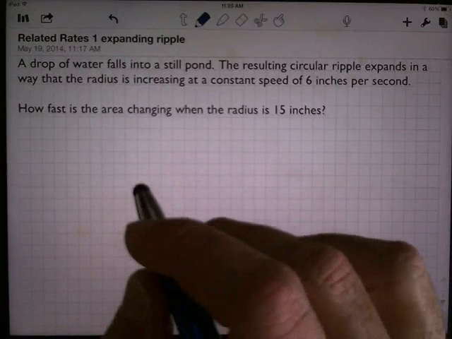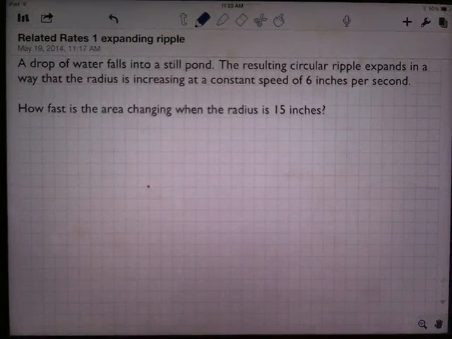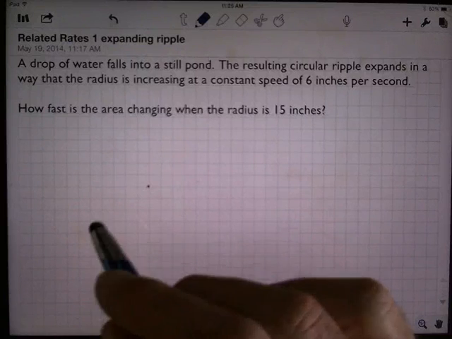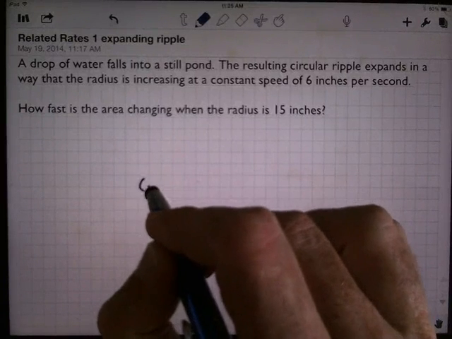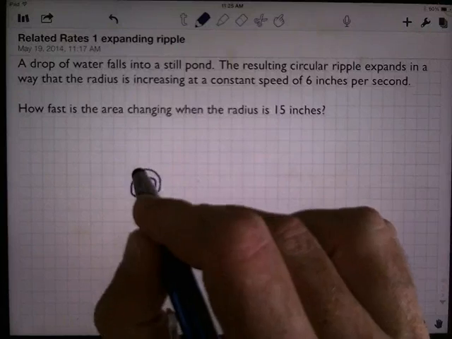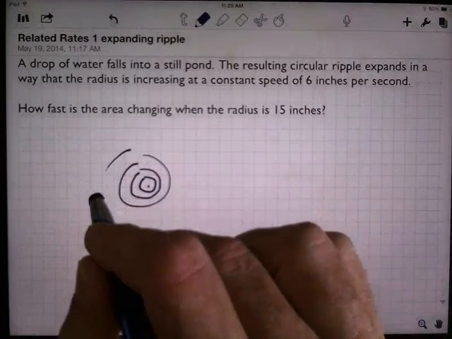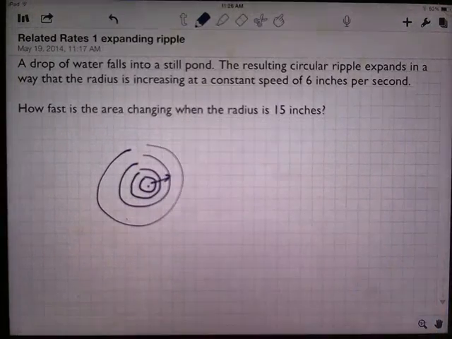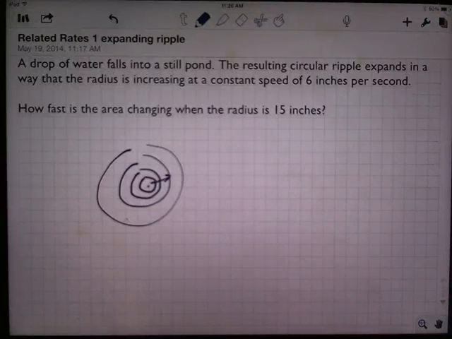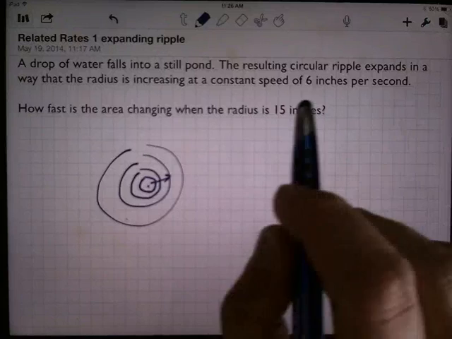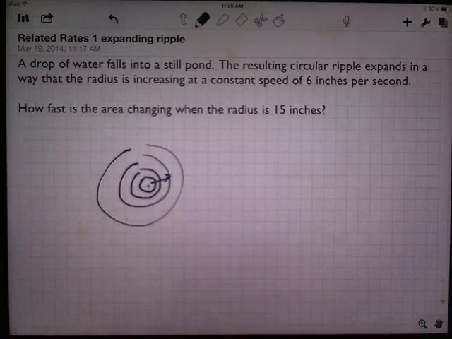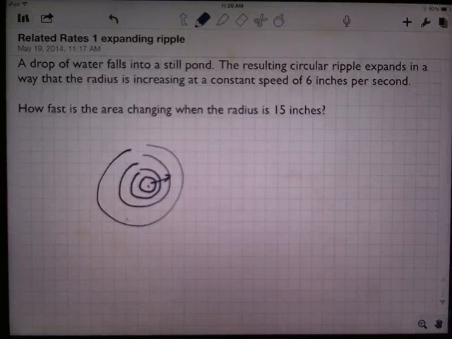The idea here is we have a drop of water that falls into a still pond, and a circular ripple moves outward from that point. The circle is getting bigger and bigger as it spreads. And I'm told that the circular ripple expands in a way that its radius is increasing at a constant speed of 6 inches per second.